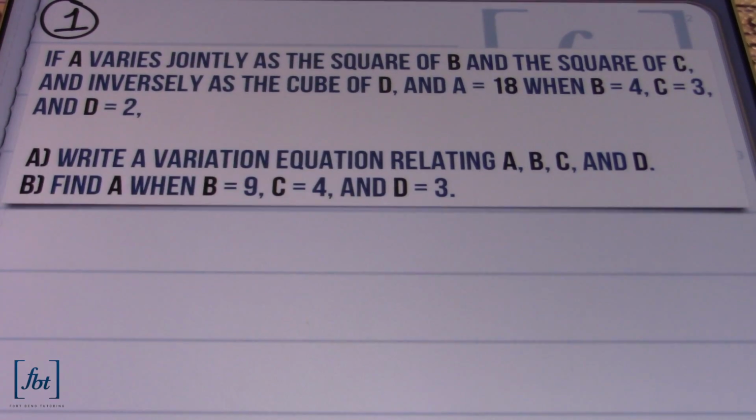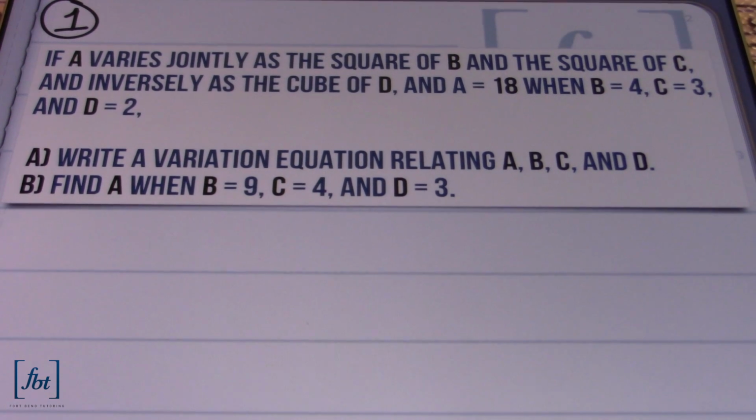Okay, in number 1 it says if a varies jointly as the square of b and the square of c and inversely as the cube of d, and a equals 18 when b equals 4, c equals 3, and d equals 2, they want us to write a variation equation relating a, b, c, and d, and also find a when b equals 9, c equals 4, and d equals 3. All right, well, that's pretty much a tall order, right?